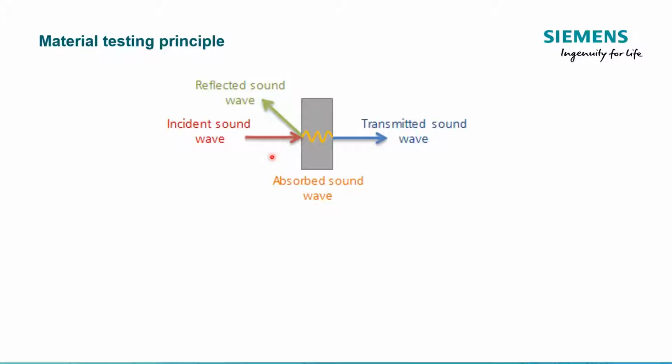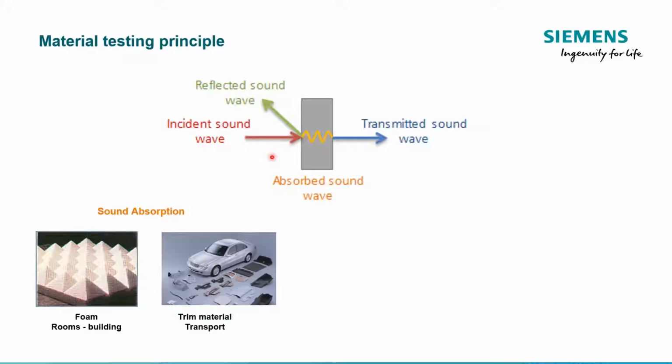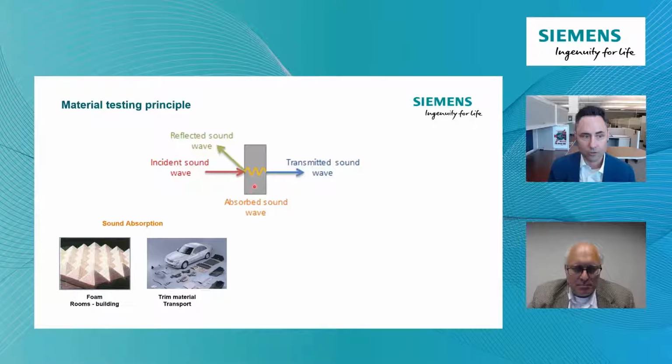Okay. So the first thing we're going to talk about is absorption, because of these three, we can really only control the amount of absorption or the amount of transmission. And by controlling these two, we're ultimately going to control how much it gets reflected. Okay. So in absorption, I'm trying to trap as much of the sound energy as possible inside the material.